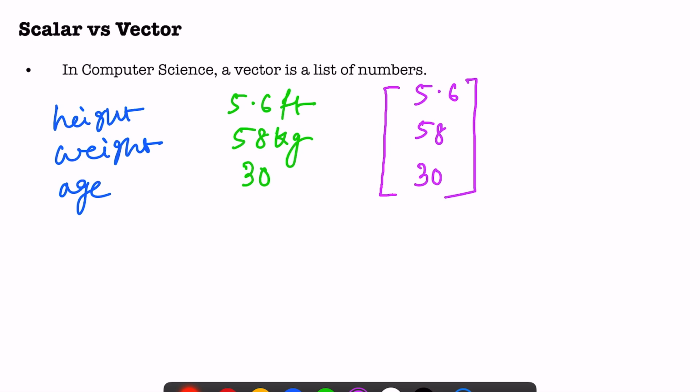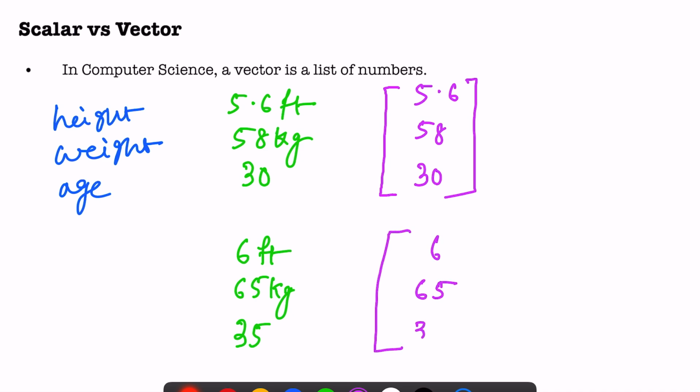Let's say we have one more person whose height is 6 feet, weight is 65 kg, and age is 35. That person can be represented with this vector 6, 65, 35. So here we can understand that the order of the components is very important. So always the first component will be the height, the second one is weight, and the third one is age.